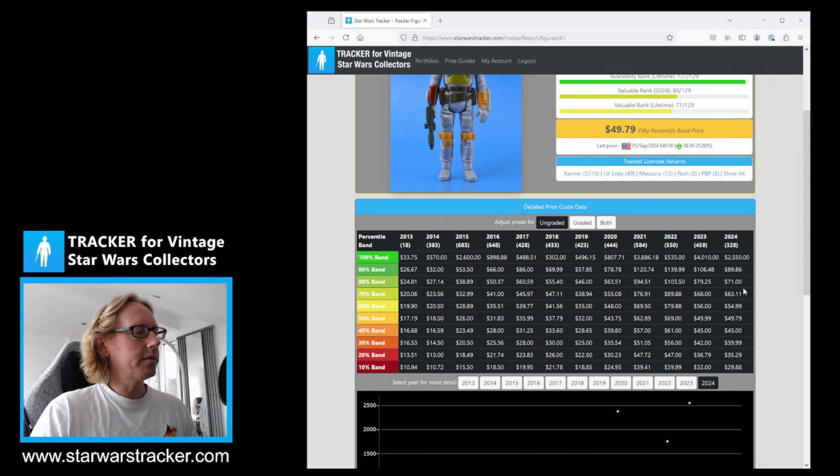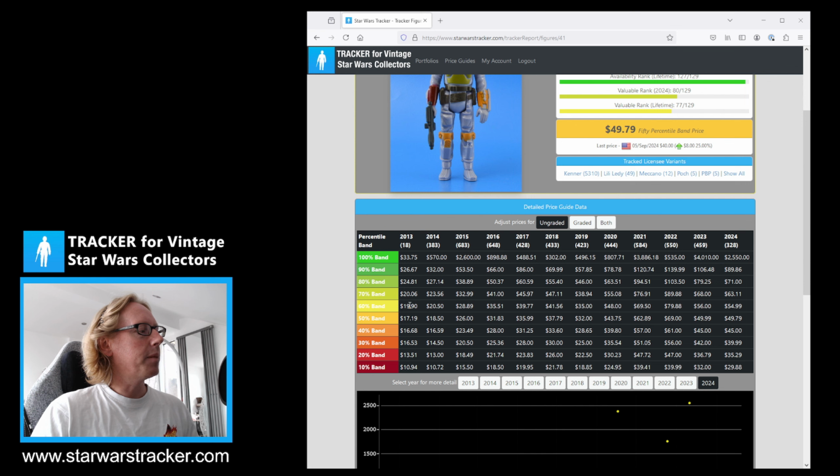Alternatively, if you want an example that's a little bit better than the rest but still not gem mint, then I might be looking at the 70 or 80% band, and I might need to budget between $60 or $70 to get a little bit better example of one. So I hope that makes sense. If not, get in touch and I'll try and explain it another way.